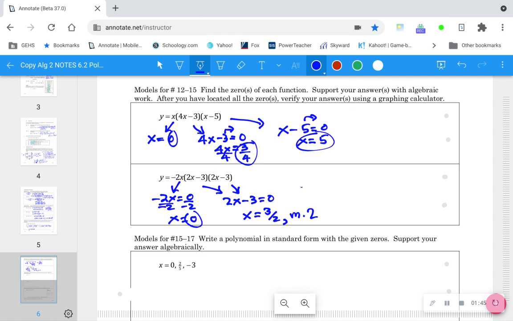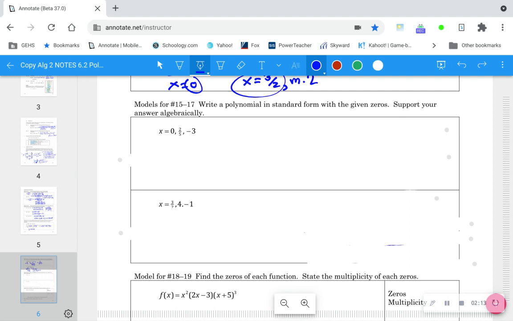To verify this on your graphing calculator, you would graph the function, and then you would trace and type in the values that you got. So, for instance, on this last one here, you would trace 3 divided by 2, and you would also trace 0, and see if you end up with a cursor blinking on the x-axis with a y value of 0. Okay, so the next section here, I'm going to show you how we get this done.